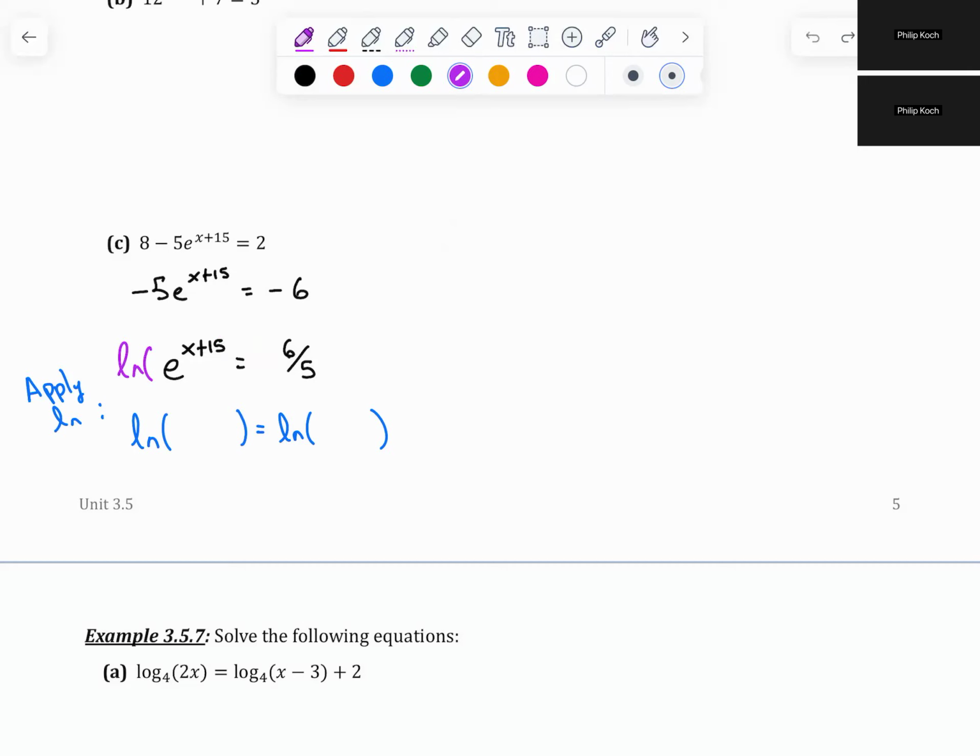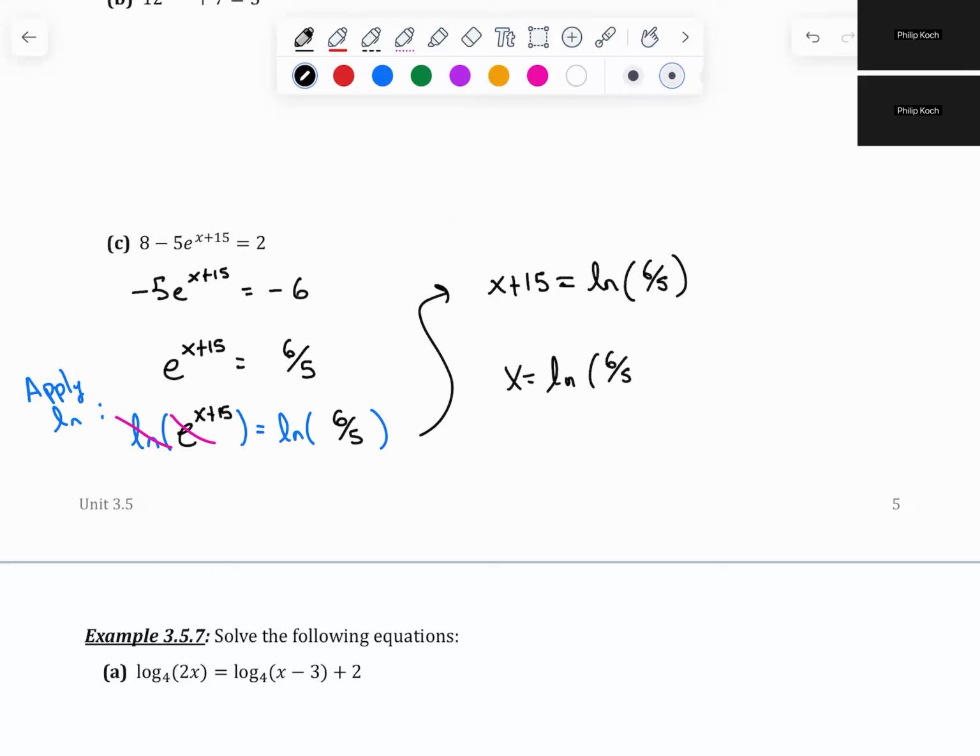But since we're doing this for our notes, and this is something we're going to look back over, this is natural log of the left-hand side. So natural log of e to the x plus 15 equals natural log of 6/5. And lo and behold, natural log and e, they do cancel. And so I get x plus 15 is equal to natural log of 6/5. So x is equal to natural log of 6/5 minus 15, which is approximately -14.8177.